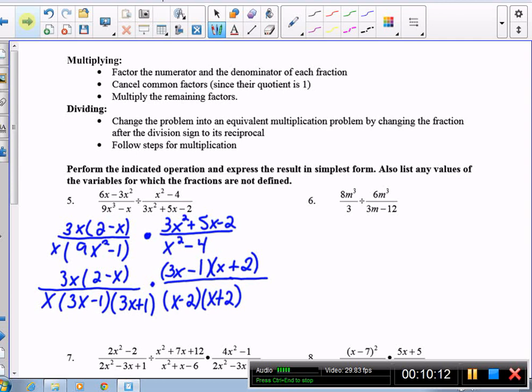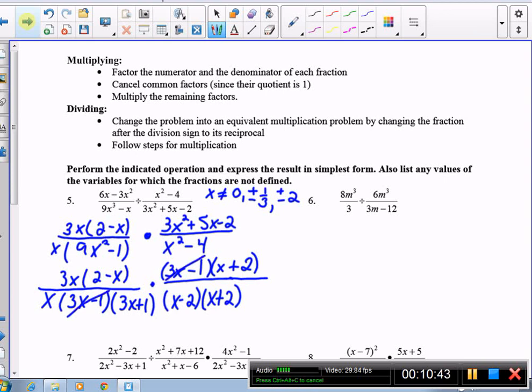Now at this point, the undefineds are, I could not have x be 0, I could not have x be 1/3, so there's lots of undefineds. So x cannot be 0, plus or minus 1/3, plus or minus 2. Quite a few things. You should probably look at what makes that entire fraction undefined before you do the simplifying.